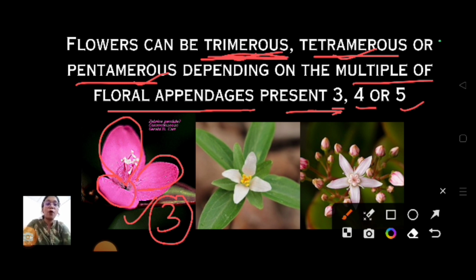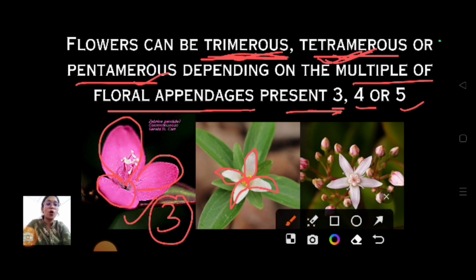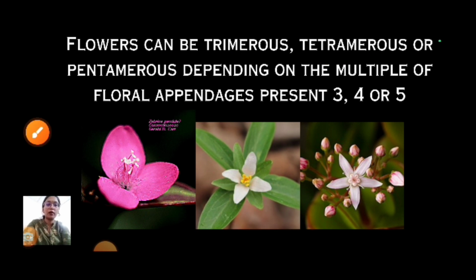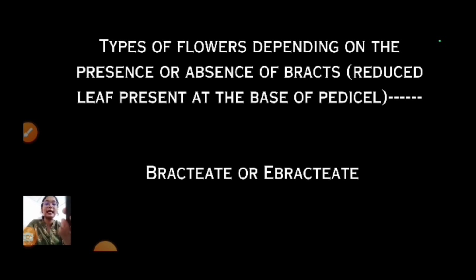Okay, and suppose we have a flower having 4 numbers of petals, 1, 2, 3, 4. Then we name this flower as tetramerous flower. And suppose we have a flower which is having 5 numbers of petals, 1, 2, 3, 4, 5, then we call it as pentamerous flower. Is it clear? Okay, then moving on to the next slide.